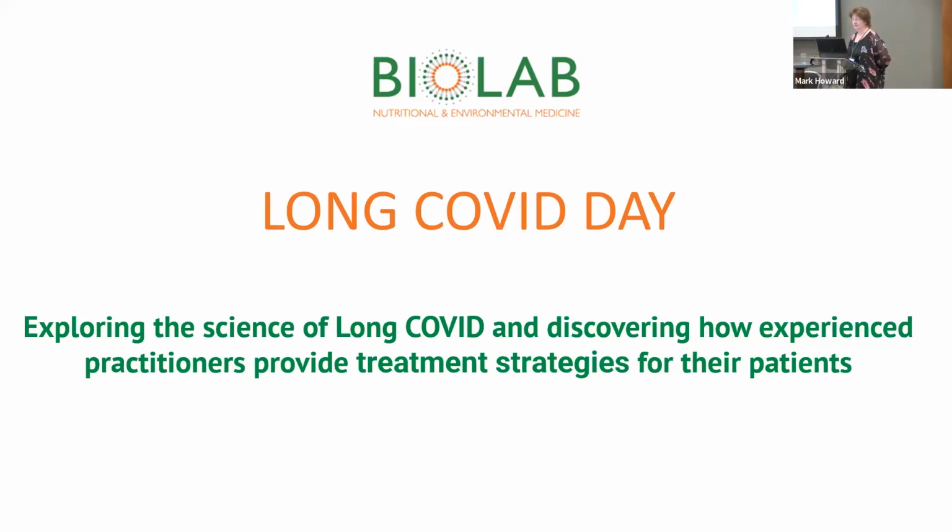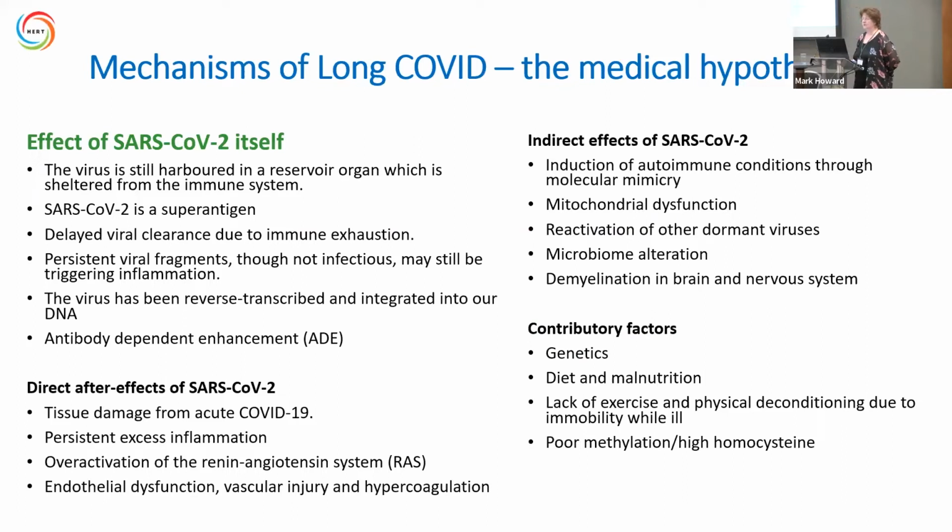So the first thing, we're going to look at the medical hypotheses about the mechanisms, and I've broken it down into four parts. There's the effect of SARS-CoV-2 itself, the direct after effects of it, the indirect effects, and the contributory factors. Now, you won't see this chart anywhere else. I put this together myself. Hopefully it will make some sense. And it seemed to me that these are the most likely mechanisms for which there is actually quite good evidence that all of this is going on.